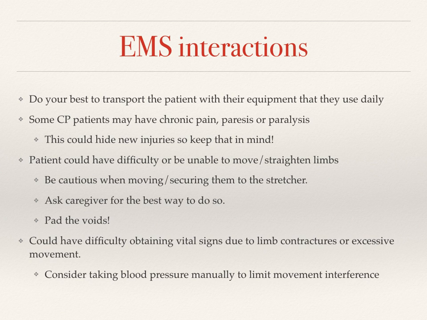Patients could also have difficulty or be unable to move or straighten their limbs, so we've got to be cautious when moving or securing them to our stretcher. We could probably ask caregivers for the best or safest way to do so, since they do that frequently. We also should make sure that we're padding all voids if we do use a long board, or even just putting them on the stretcher. Another issue we could find is having difficulty obtaining vital signs due to limb contractures or excessive movement. So for example, we could consider taking blood pressure manually to limit movement interference.